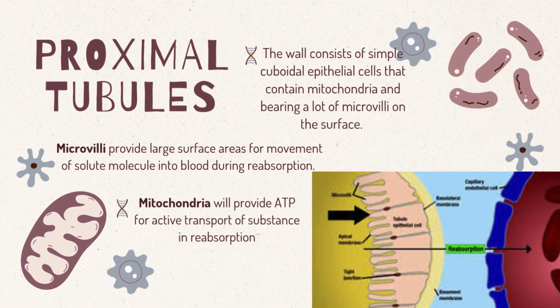Proximal tubules. The wall consists of simple cuboidal epithelial cells that contain mitochondria and bear a lot of microvilli on the surface. Microvilli provide large surface areas for movement of solute molecules into blood during reabsorption. Mitochondria will provide ATP for active transport of substances in reabsorption.